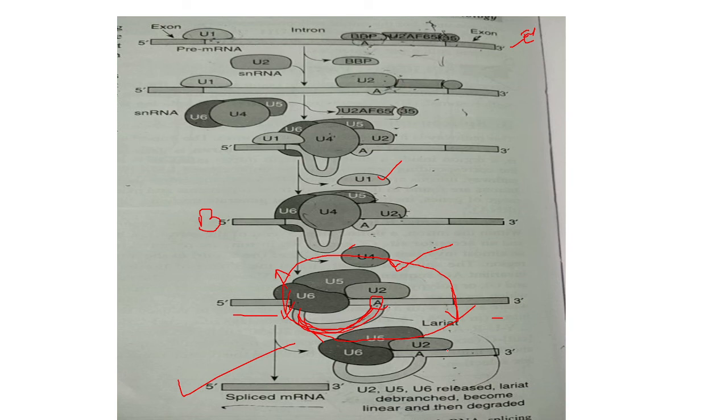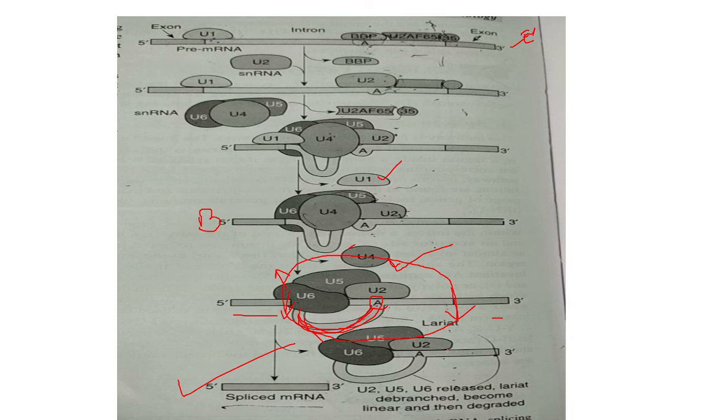What do you mean by recycled? That is, they can be used for another cycle, for another splicing. All these snRNPs are recycled so that they can be used again, and the lariat which is formed, that is the intron, is degraded. So the intron will be degraded and all the snRNPs are recycled.